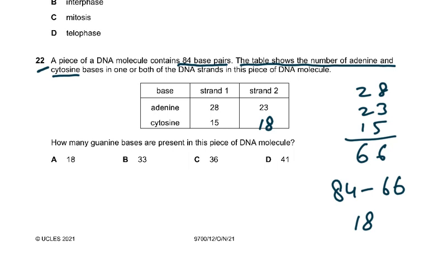Now it says, but it's not asking you this, it says how many guanine bases are present in this piece of DNA molecule. So how many cytosine do we have? We have cytosine 18 and 15. So the answer to this was 33. But why is this 33? This is a little confusing for you all, and I want to explain this to you all.